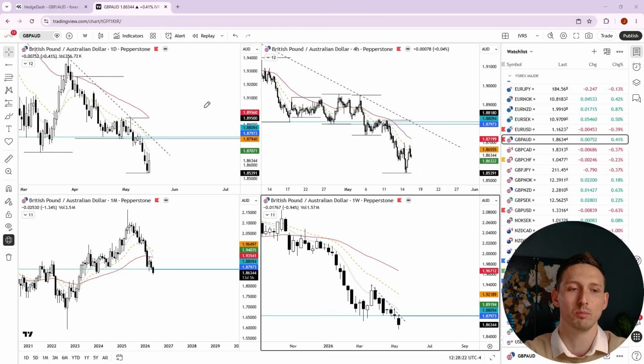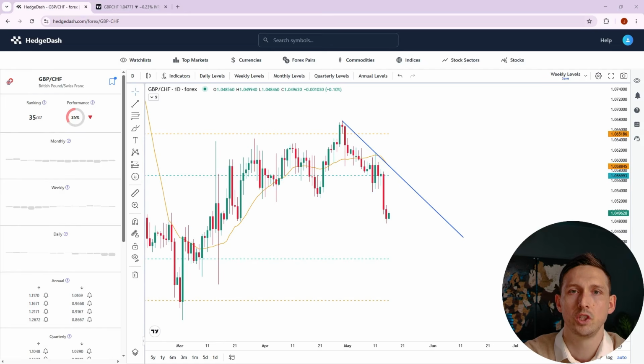So now we've got dynamic support. So we really have all the key areas of confluence around the 1.88094. So if this market turns overbought next week, I am for sure going to be looking for a 1 or 2 day reversal to the downside at least.